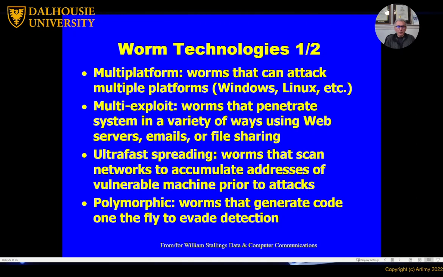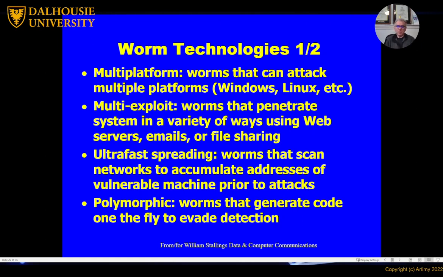Worms can be multi-platform, so they can attack multiple platforms, Windows, Linux, etc. So they're not just restricted to one operating system. They can be multi-exploit, so they penetrate the system in a variety of ways, not just email or remote login, but multiple ways, so they can maximize the way they can infect. Worms can do ultra fast spreading.